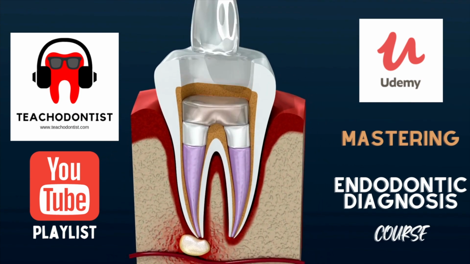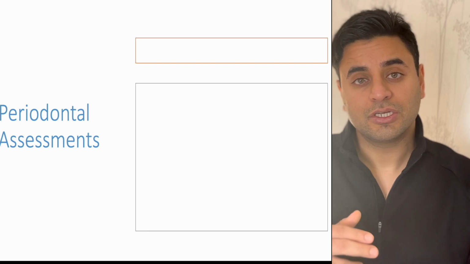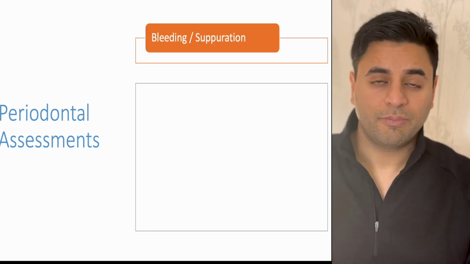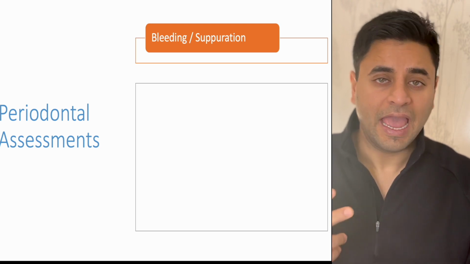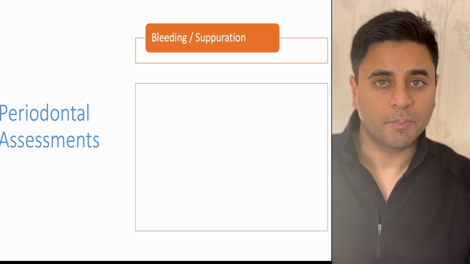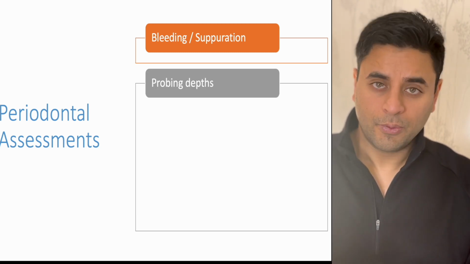And right now we will jump on periodontal test and special test in endodontics. After periradicular assessment, we will jump to the periodontal assessment. There are two types of periodontal assessments. Either you see bleeding and suppuration, which will give you some information about the status of the tooth. And the second one is going to be probing depths.